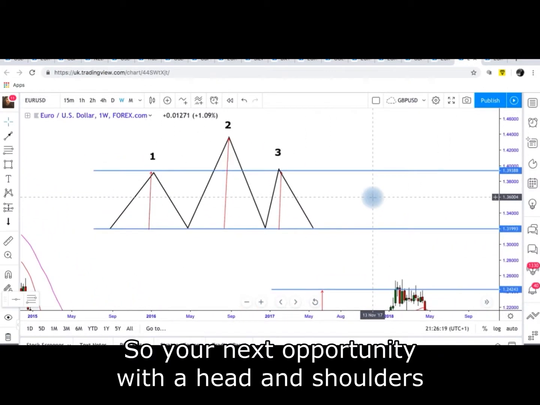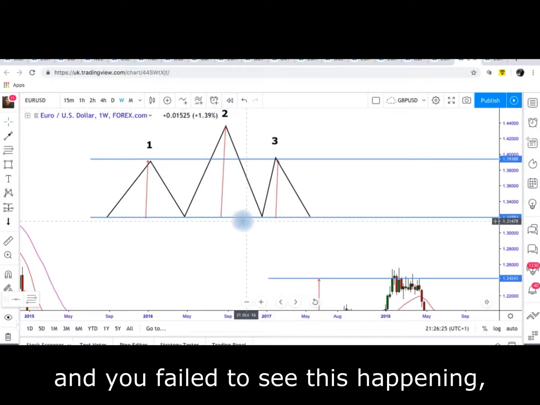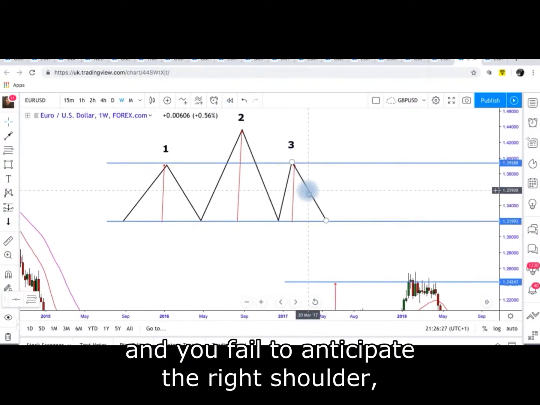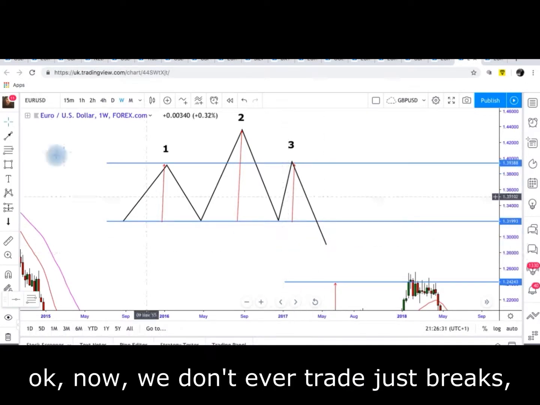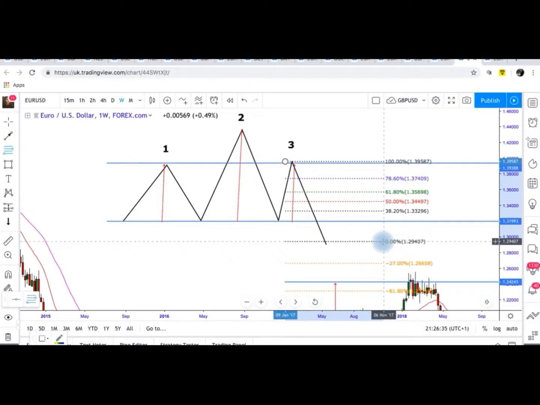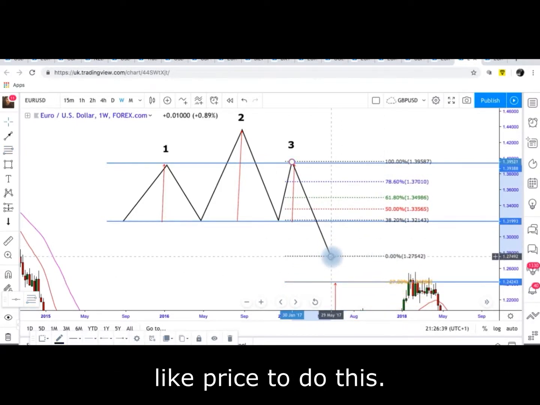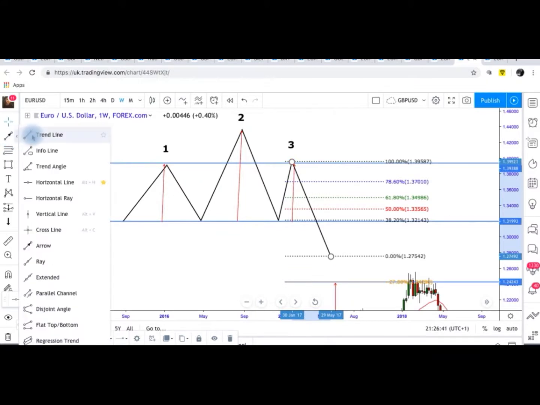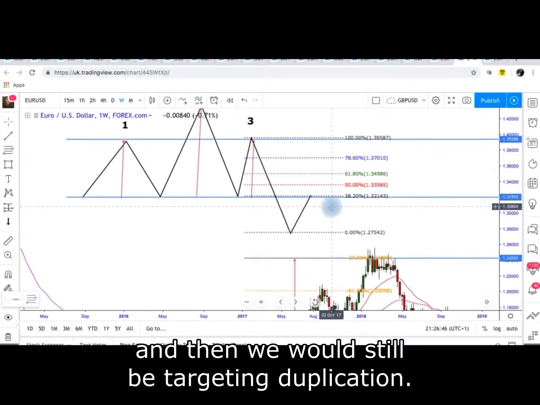So your next opportunity with a head and shoulders pattern, if you missed the right shoulder and you failed to anticipate it, what you would therefore be looking for is a break of the neckline. Okay, now we don't ever trade just breaks. We have to wait for a retest. So therefore, we'd be looking for something like price to do this. Come back up to retest the 38.2. And then we would still be targeting the duplication.